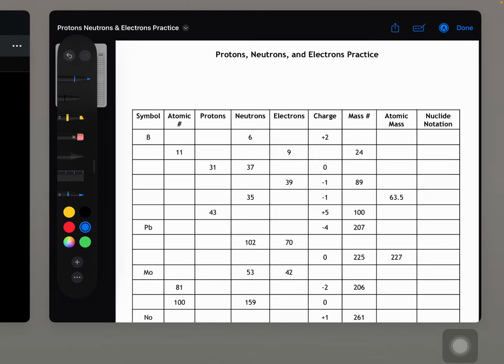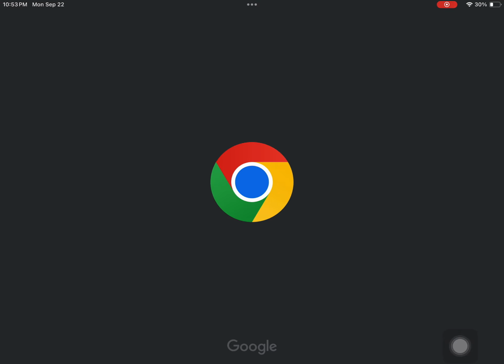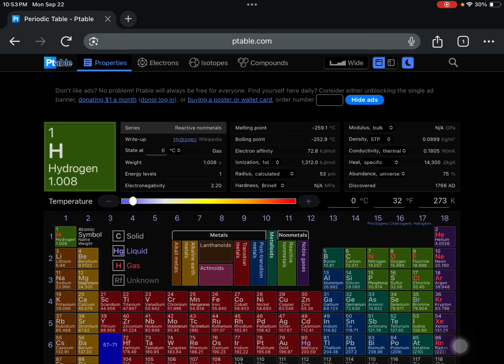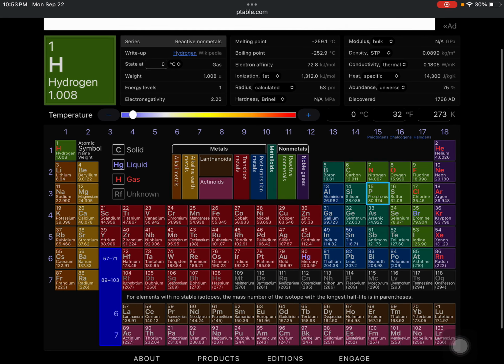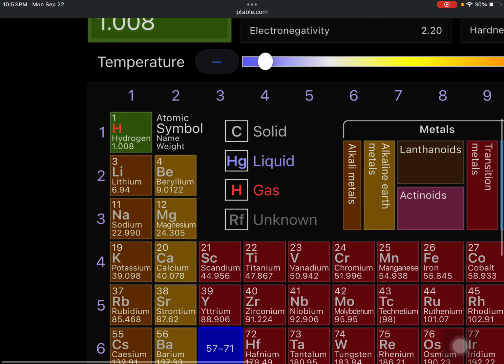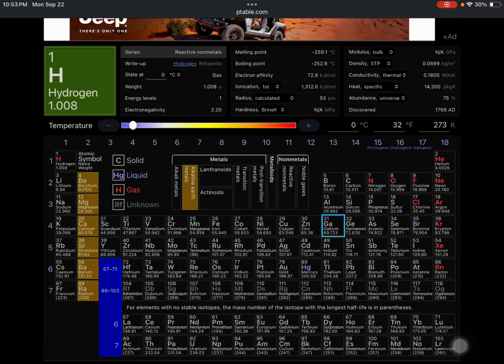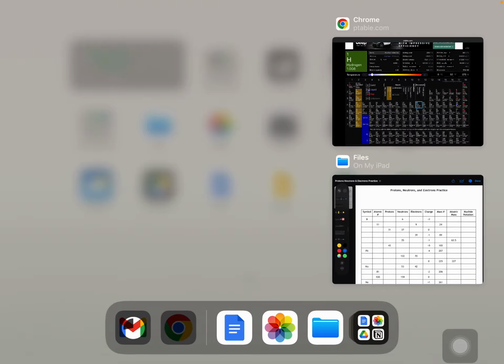If you don't have your periodic table ready, you can go to this website called ptable.com, and it has a pretty fantastic periodic table that you can use for reference. Cool, let's go back to our worksheet.